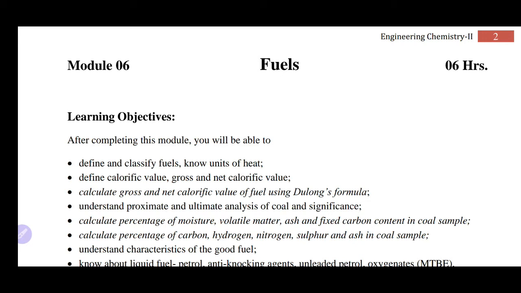And in this particular mini lecture, I am going to discuss the first point, that is, define and classify fuels, and then we are going to know about units of heat. So let's get started.